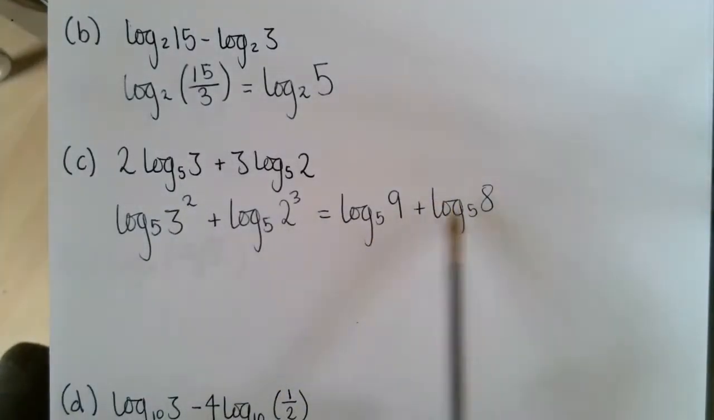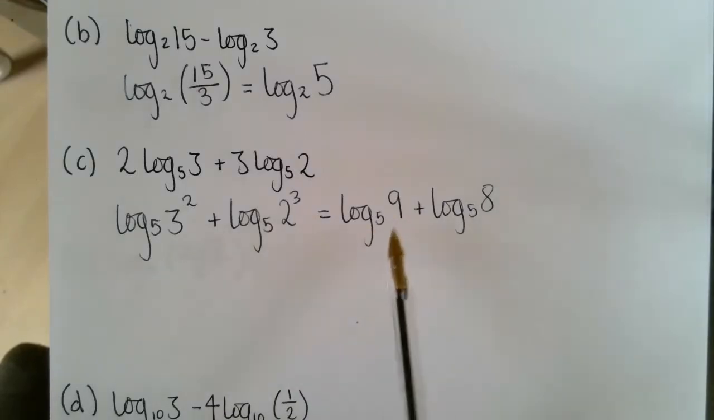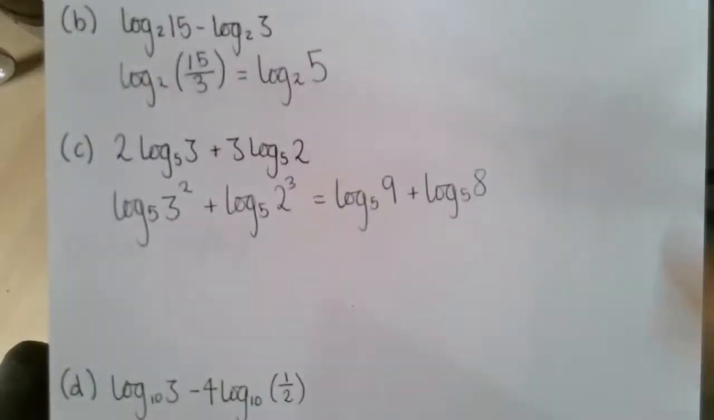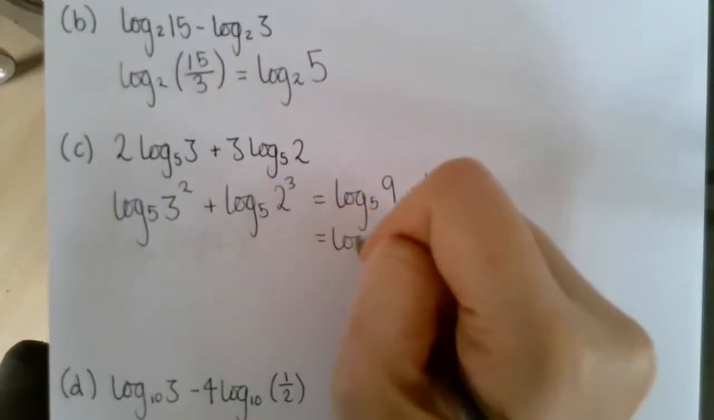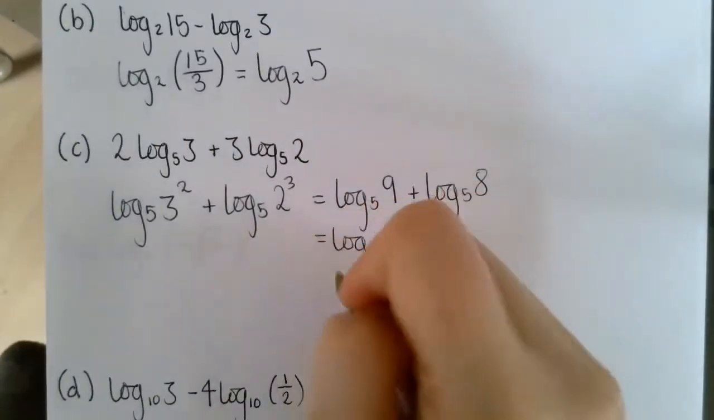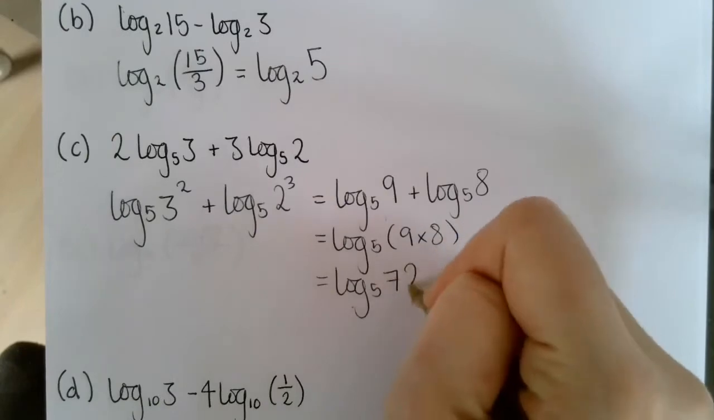We've now got two logarithms that we're adding together with the same base, with a base of 5. So we can now apply that multiplication law that we did in part A. So we've got log base 5 of 9 multiplied by 8, which is log base 5 of 72.